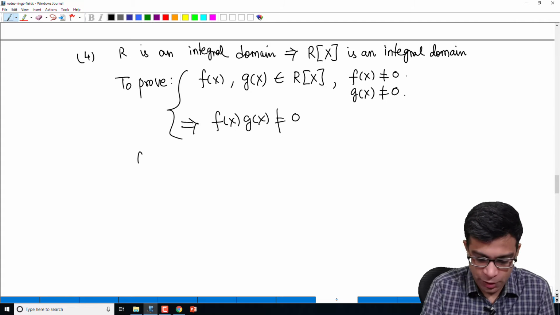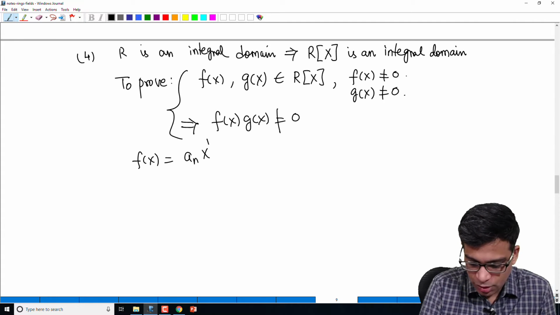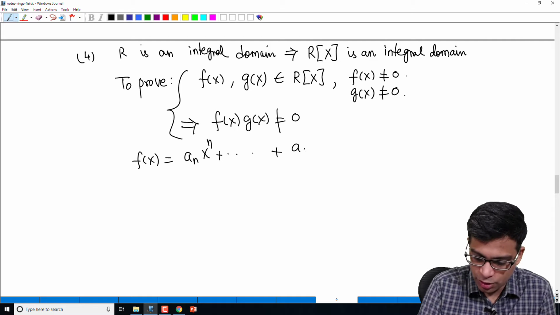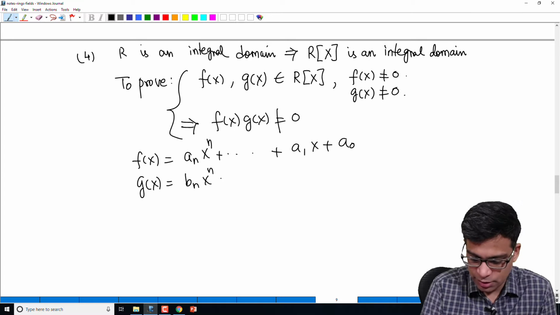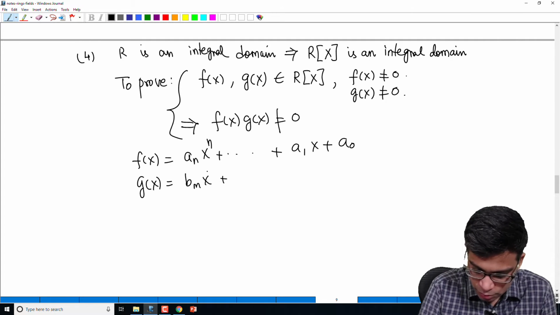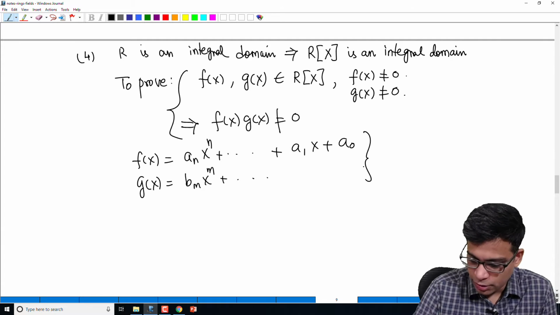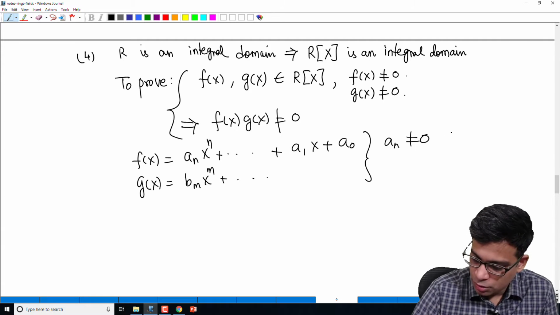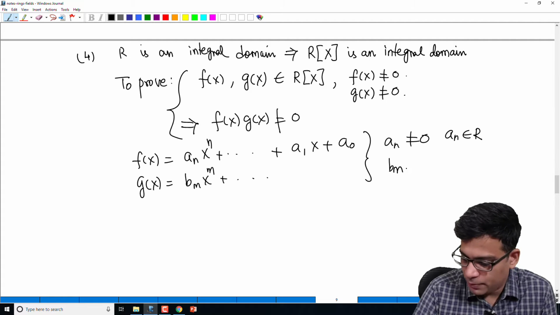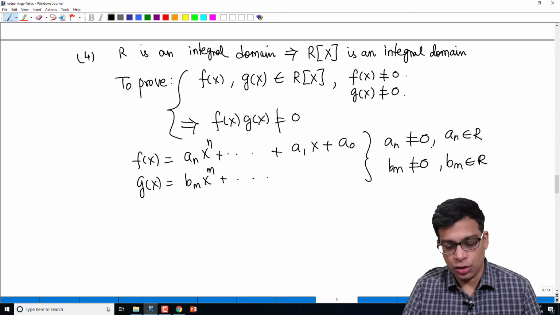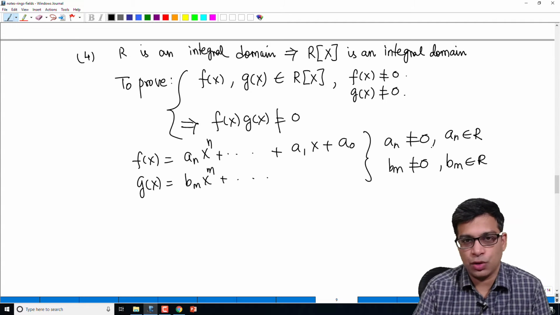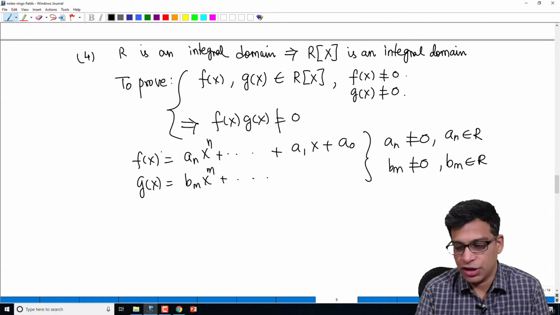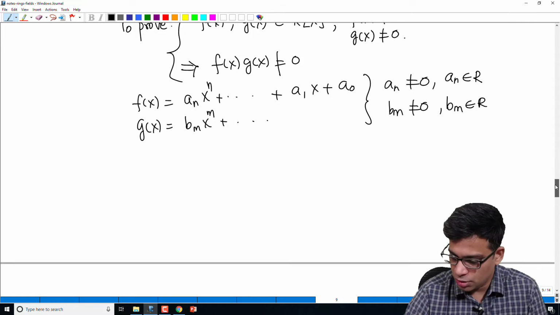If f(x) is a non-zero polynomial, write it as a_n x^n plus whatever, I don't care what the remaining terms are. And similarly g(x) is b_m x^m plus other terms. I know that a_n is non-zero, an element of the ring of course, and b_m is non-zero, b_m is in R. Because f and g are non-zero polynomials, their leading coefficients are non-zero. The degree of f is n, the degree of g is m.